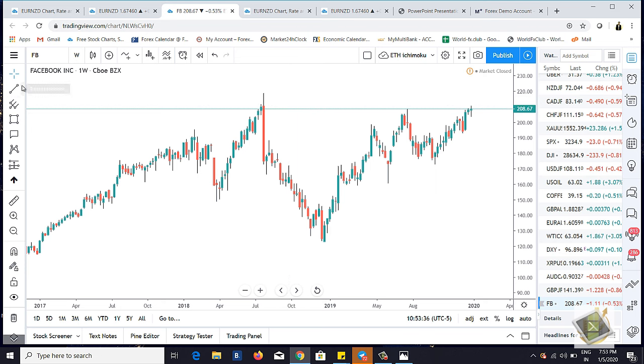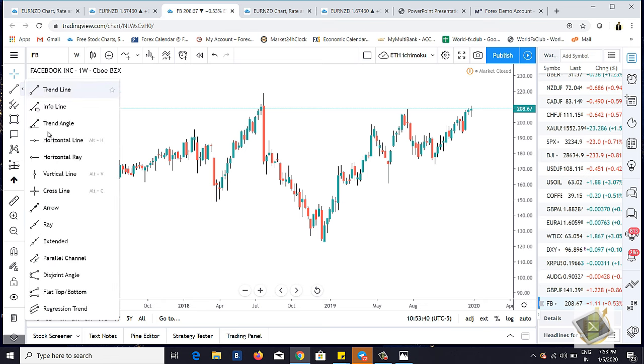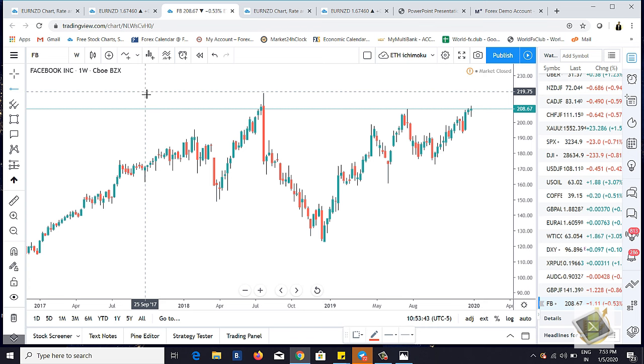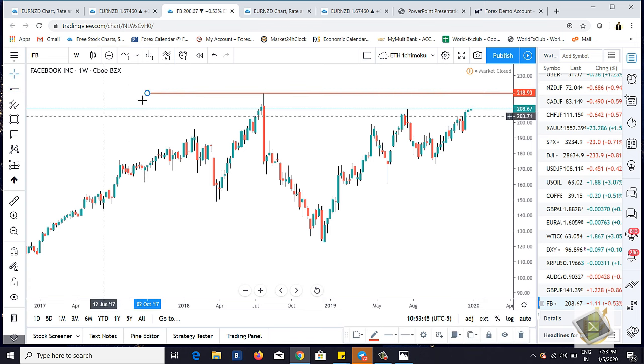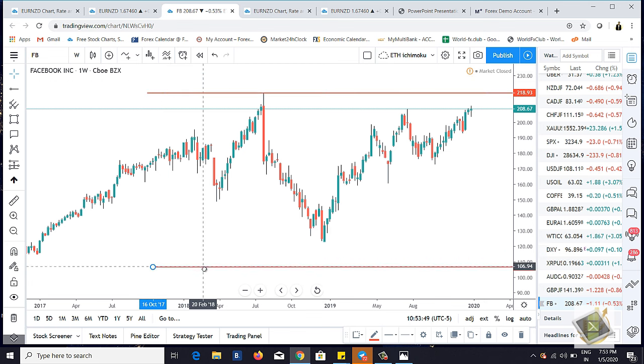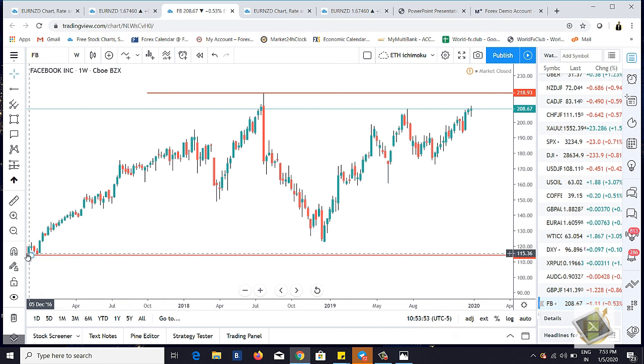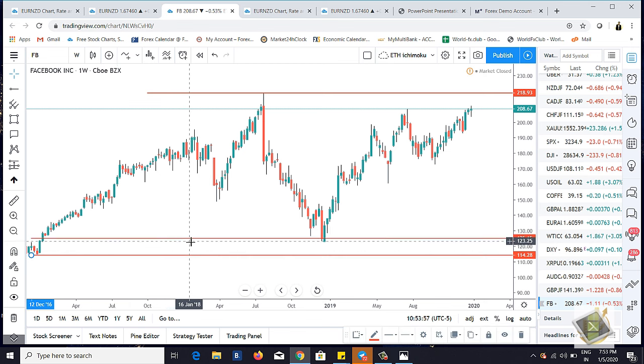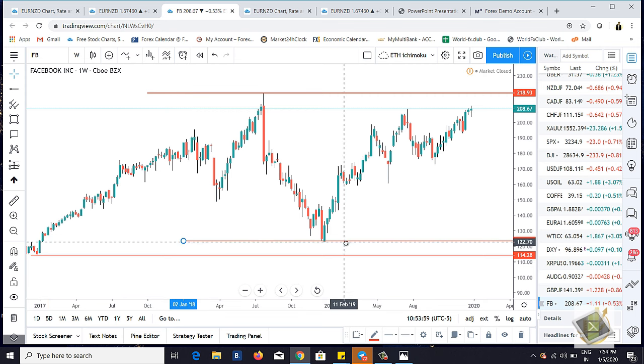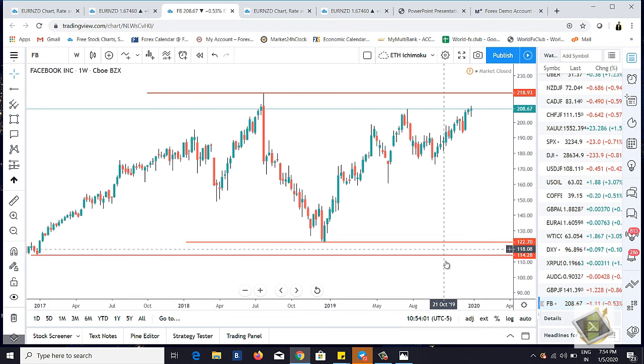Okay, so the second thing, try to define the lowest and highest points. This is the highest point. If you want to talk about the lowest point, that is in 2016, so I will just say that this is the next lowest point. Okay, so we have identified the highest and the lowest point.